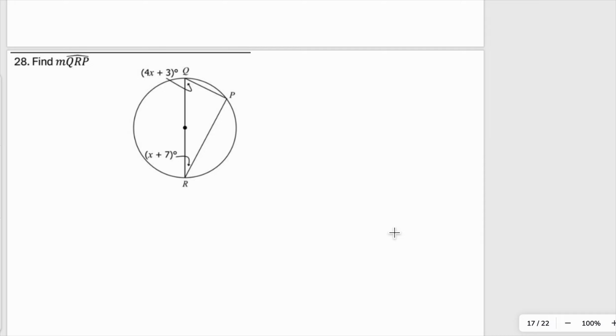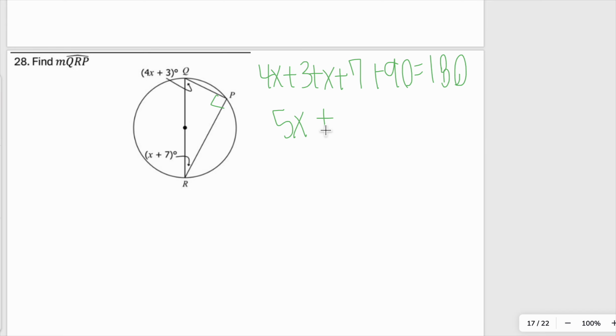QRP is an angle within a triangle, and it's going through the diameter, which means we're having a right triangle happen. So 4x plus 3 plus x plus 7 plus 90 equals 180. So the first thing we want to do is solve for x here. So 5x plus 100 equals 180.